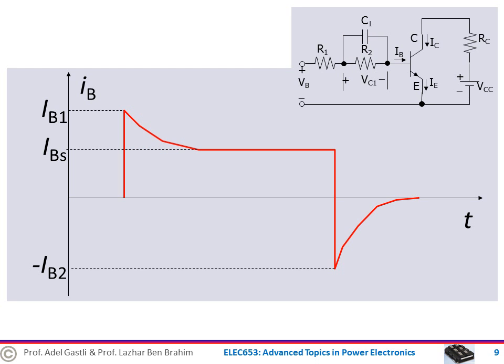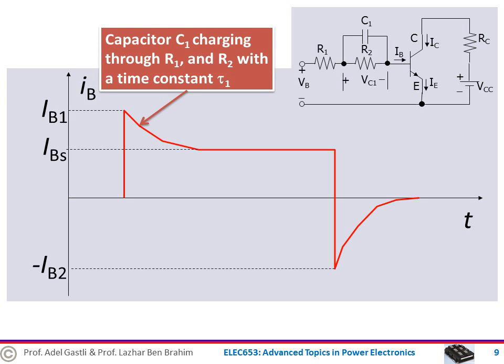This slide summarizes what happens during turn on and turn off transitions. During turn on, the capacitor C1 charges through R1 and R2 with a time constant tau1. So the base current peaks at a value IB1 and then decreases with a time constant tau1 until it reaches its steady state saturation value IBS, which keeps the transistor on for some time. That's the on state period.